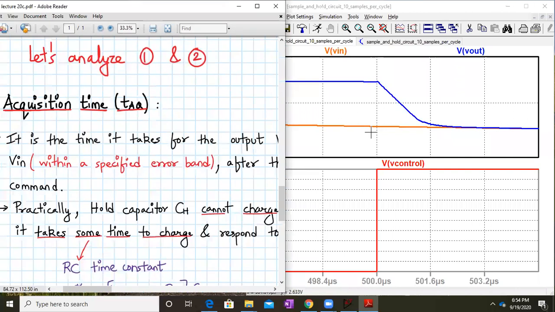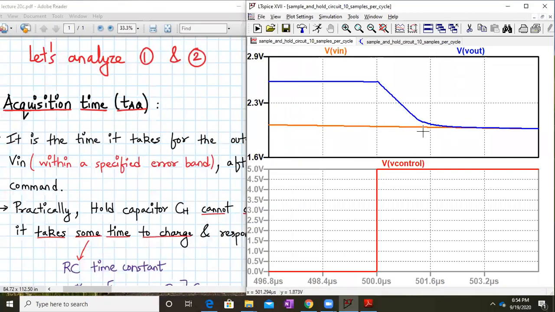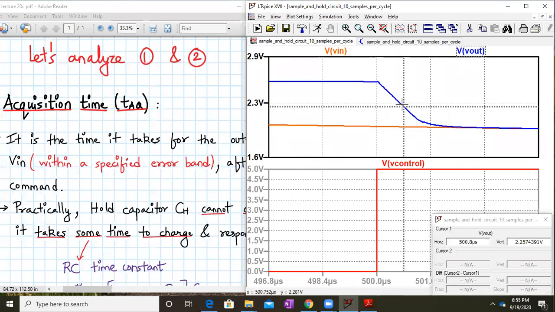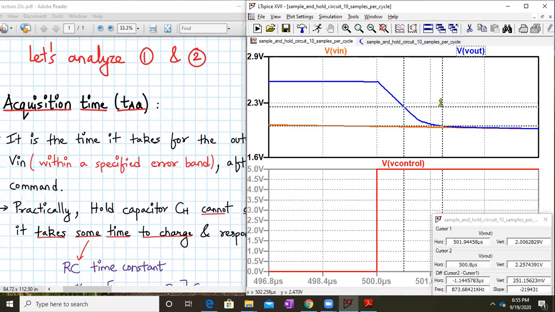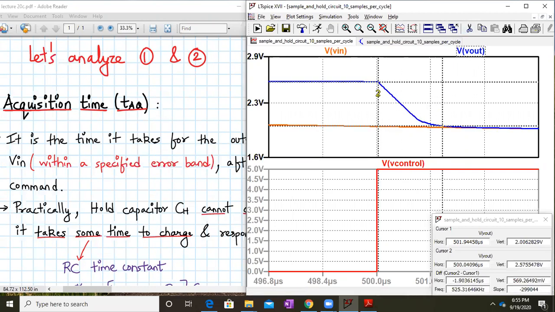So this is that time, if you measure it. Let's take this cursor. So this time is, let's say, around 501 microseconds. Let me take another cursor over here. So this is around 5. So you will get nearby 1.93 microseconds as the acquisition time for this scenario.